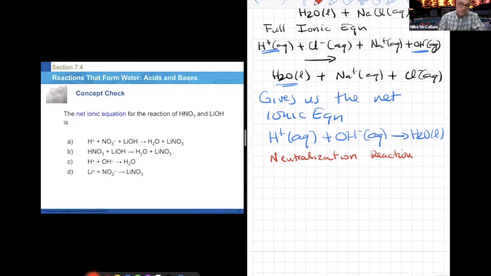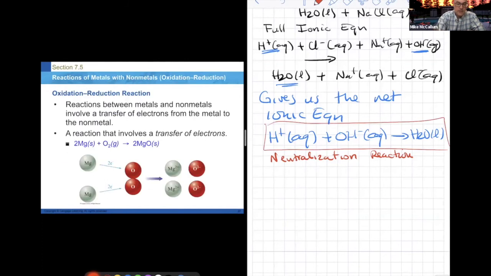Okay. So let's take a second to look at this concept check. What is the net ionic equation for the reaction of nitric acid and lithium hydroxide? Well, here, if you remember that the net ionic equation for any acid-base reaction is H plus OH is H2O, all we have to do is look for that. Here it is. That's got to be the net ionic equation, right?